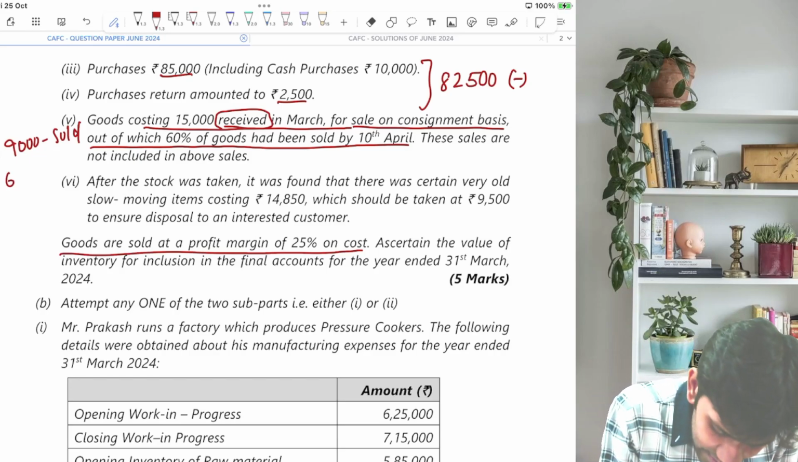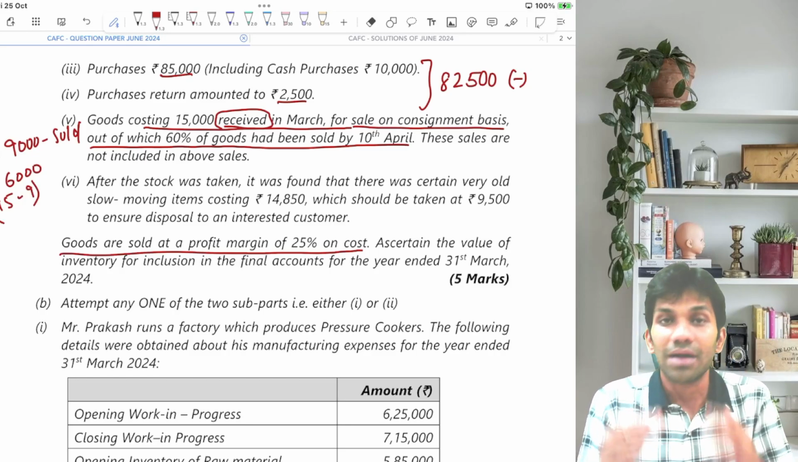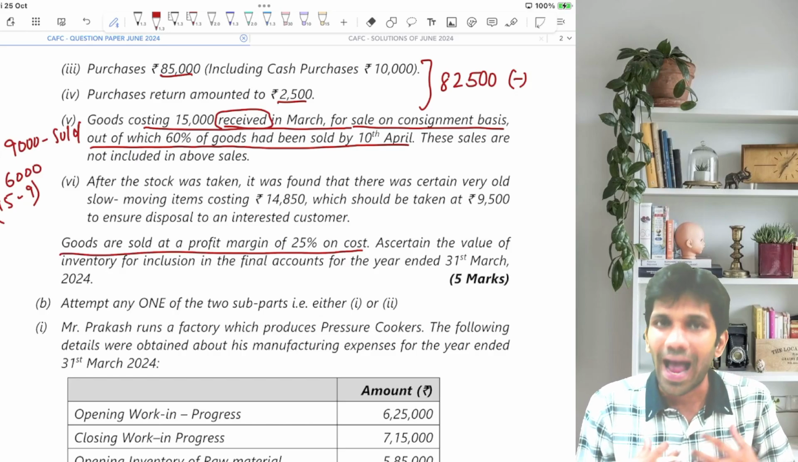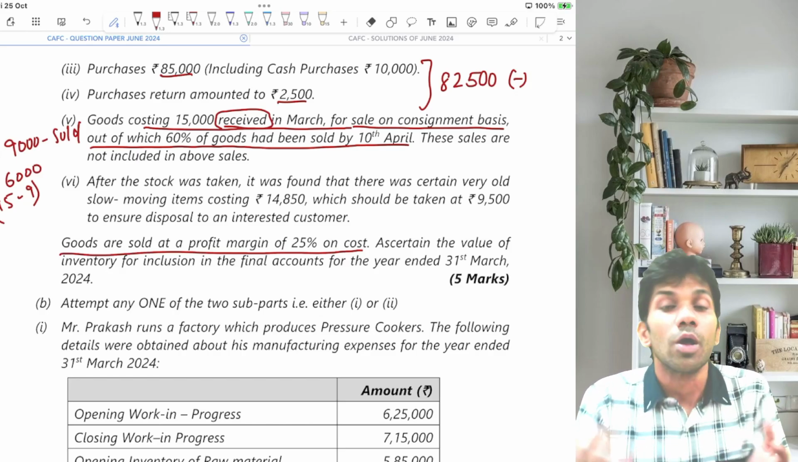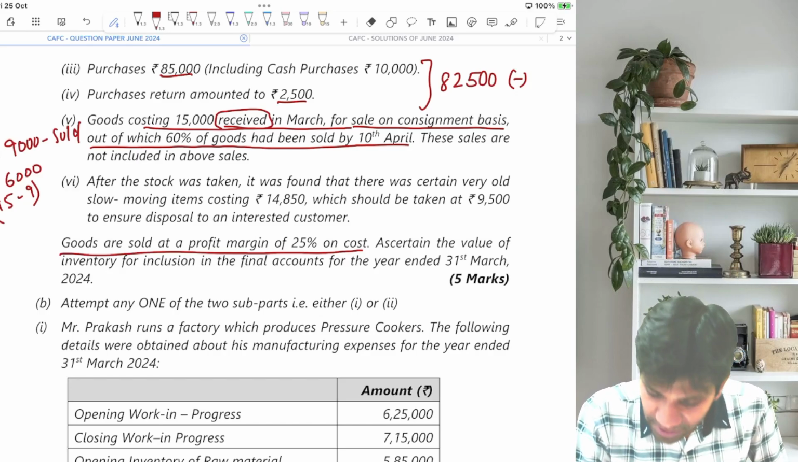But what about the balance 6,000? How 6,000 came? 15 minus 9. They are still lying with me. But are these goods belonging to me? I am the owner of the goods. The answer is no. But since they are physically lying with me, I'll deduct from the stock. So hence I'll deduct 6,000.